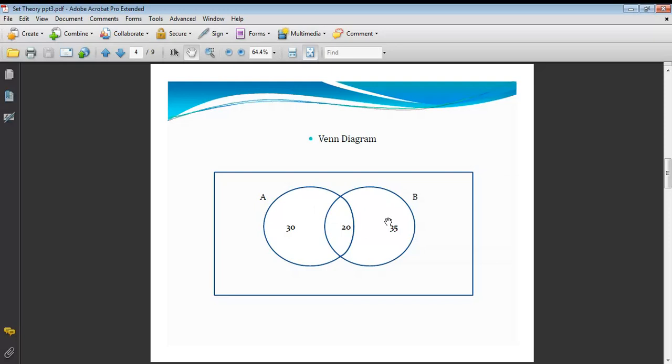There is another part where you have to find the number of students which are included in both lists. For that we use the inclusion exclusion principle. According to that, I add 30 and 35, 30 plus 35, and remove that 20, since it is included two times, once from list A and once from list B. That is the number of students included in both lists.